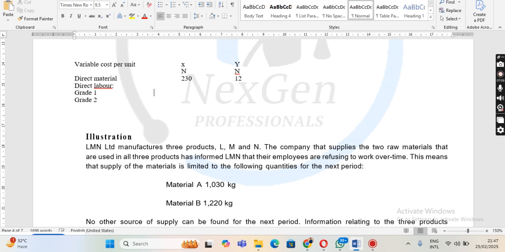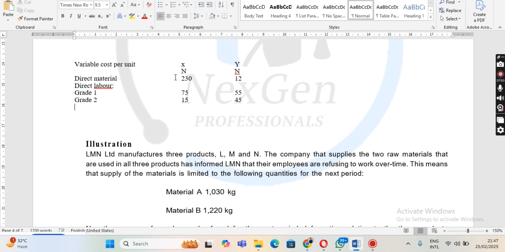So, grade 1. What is the variable cost of grade 1? 75 naira per unit. Y is what? 55 naira per unit. Next, grade 2: 15 naira per unit, and 45 naira per unit. Good. So what is the total variable cost per unit?